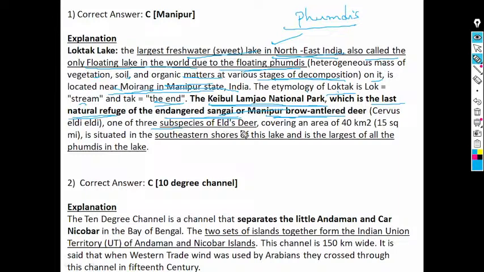And the three subspecies of this deer cover an area, particularly the phumdis. It is particularly in thick vegetation. Phumdis are basically in thick vegetation.